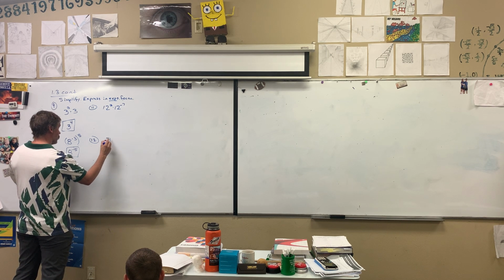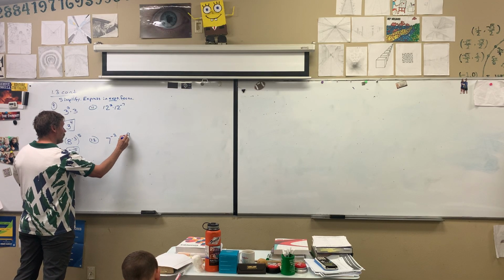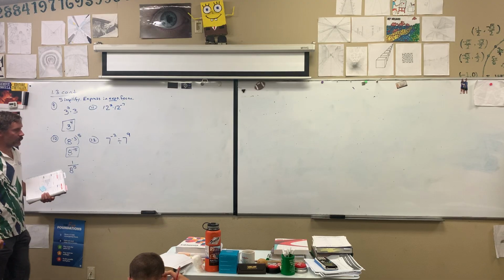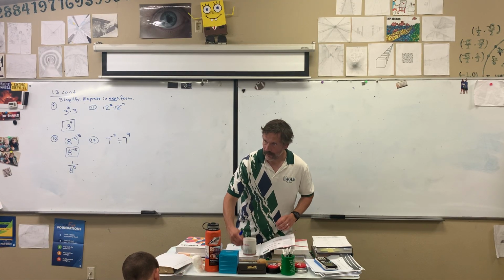Let's go to this one for our next one. 7 to the negative 2 divided by 7 to the negative 7. Okay, and then try number 12. So we'll do number 11, number 12, and then we'll go over these together.